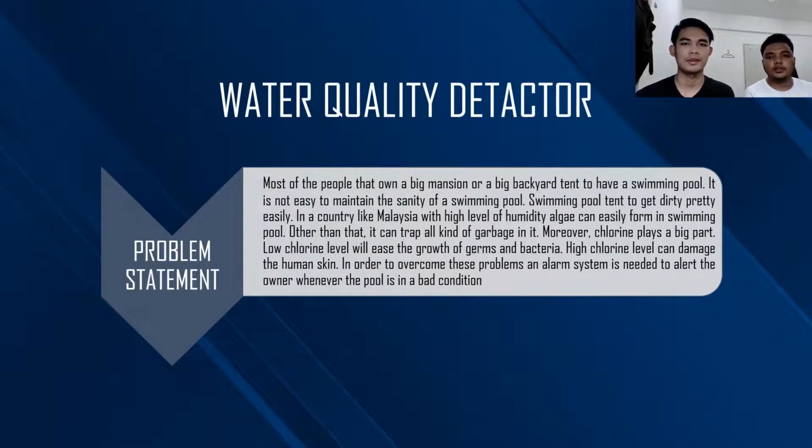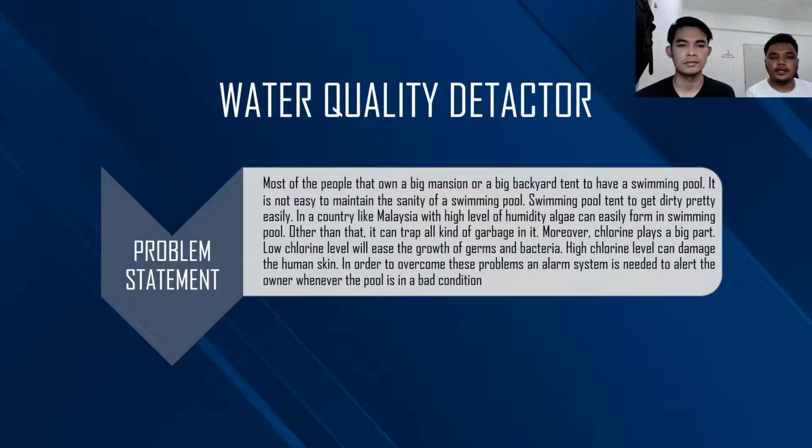Our project is water quality detector. This is our problem statement for this project. Most of the people that own a big mansion or big backyard tend to have a swimming pool. It is not easy to maintain the sanity of a swimming pool. Swimming pools tend to get dirty pretty easily. In a country like Malaysia, with high level of humidity, algae can easily form in a swimming pool.